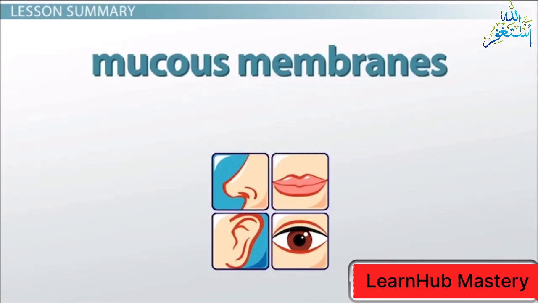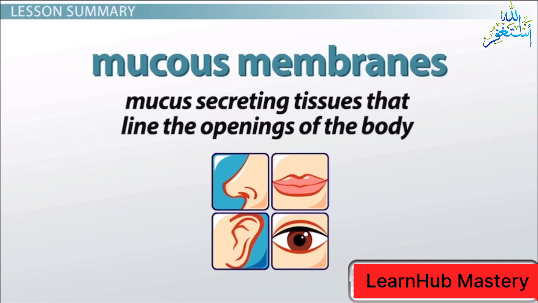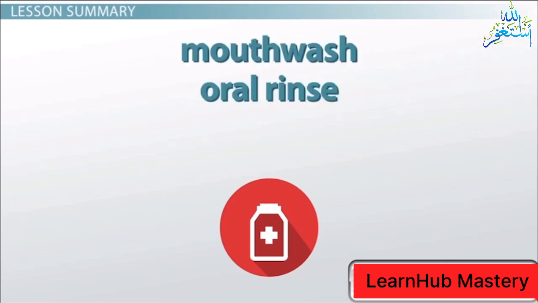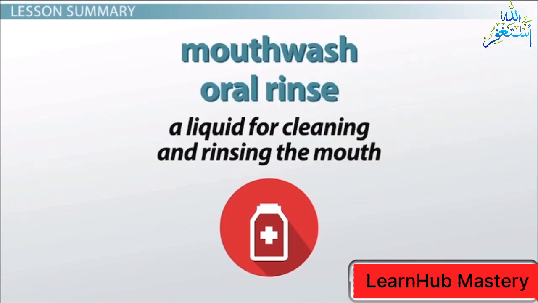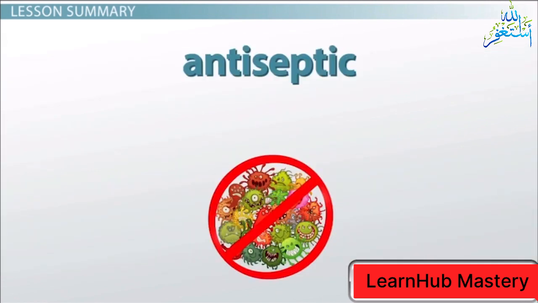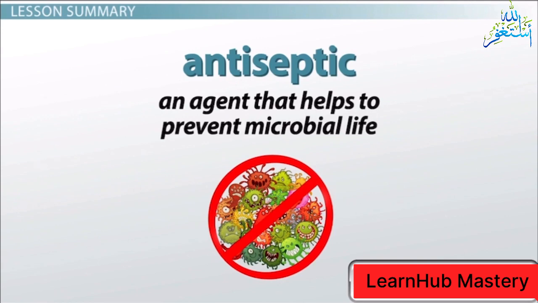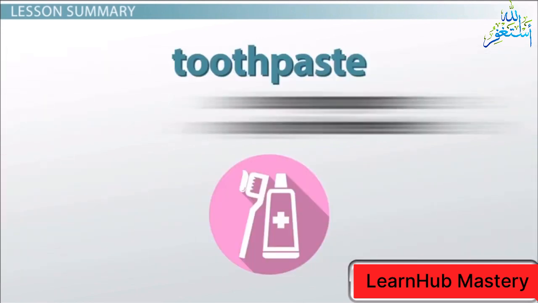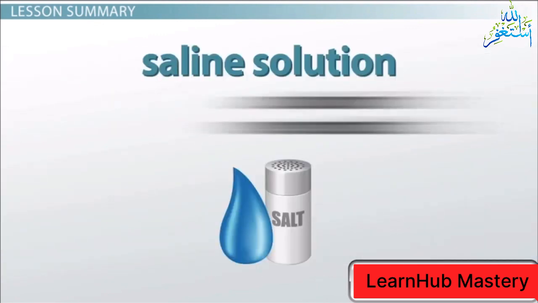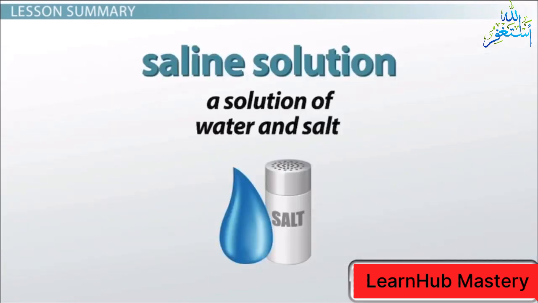The mucous membranes are mucus-secreting tissues that line the openings of the body found in the mouth, nose, vagina, and anus. The hygiene agents for the mucous membranes include mouthwash, also called oral rinse, a liquid for cleaning and rinsing the mouth. These normally contain an antiseptic, which is an agent that helps to prevent microbial life. Toothpaste, cleansing paste or gel for the teeth. Saline solution, a solution of water and salt used to clean the nasal cavity.